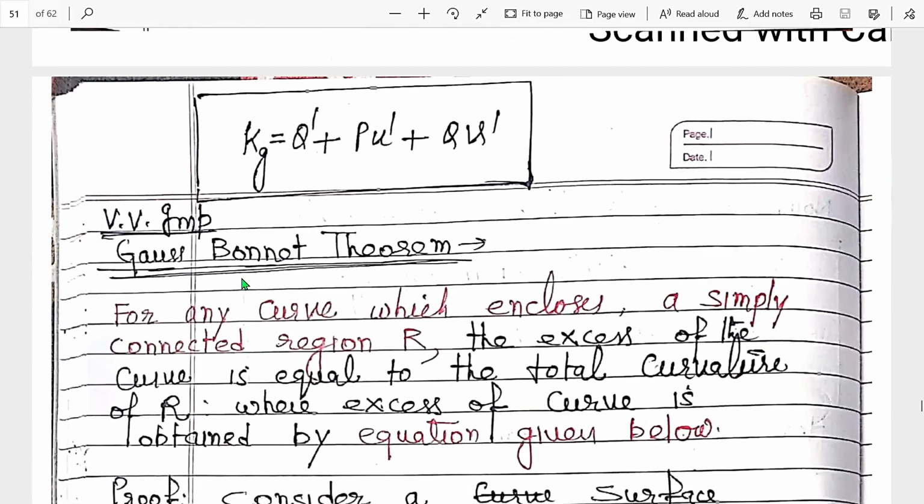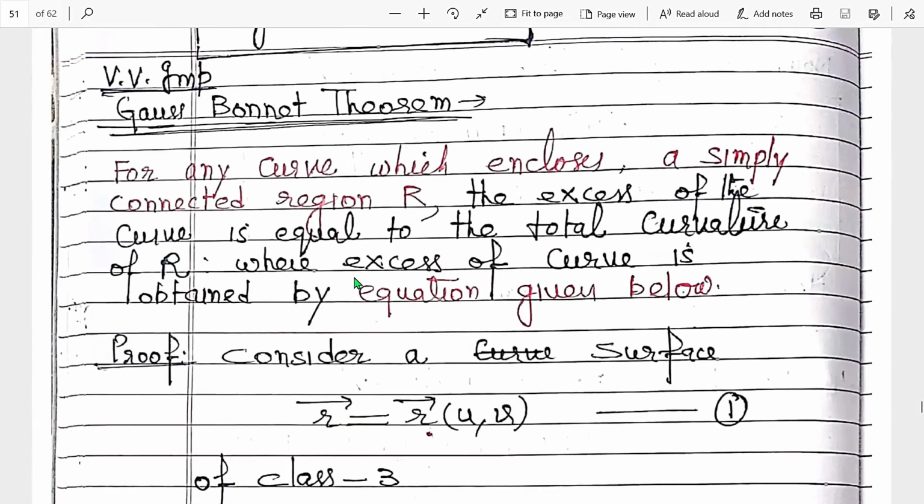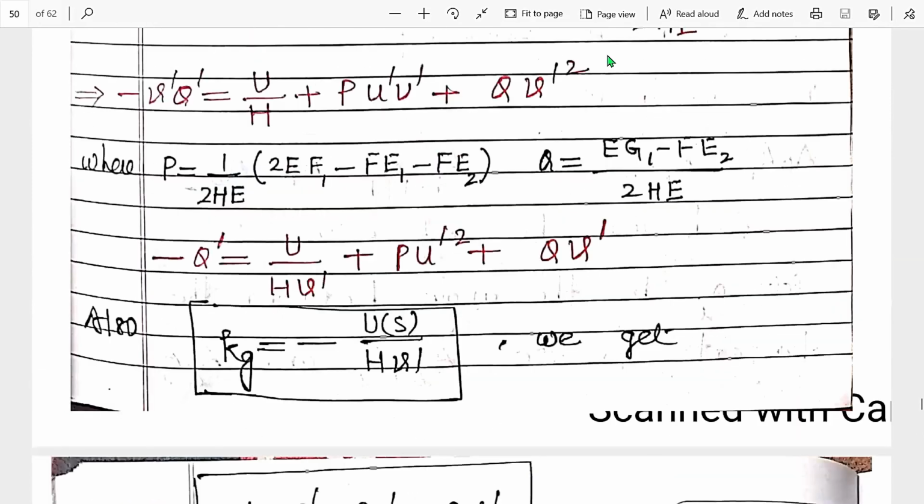So our next theorem is Gauss-Bonnet theorem, right? That we will prove in the next lecture.